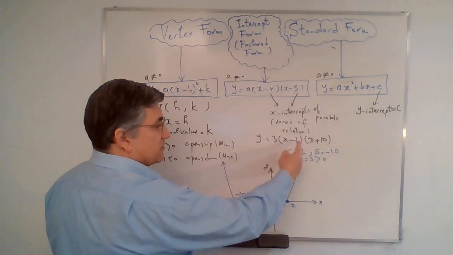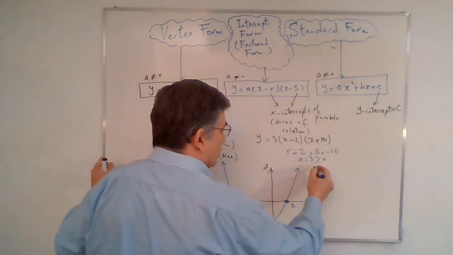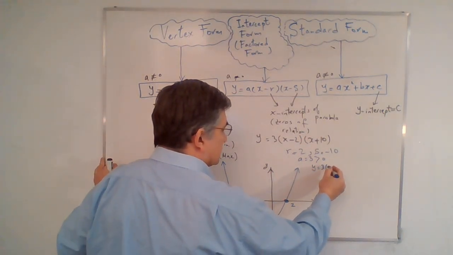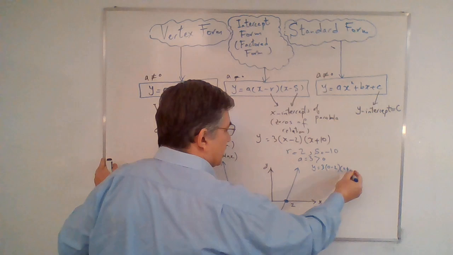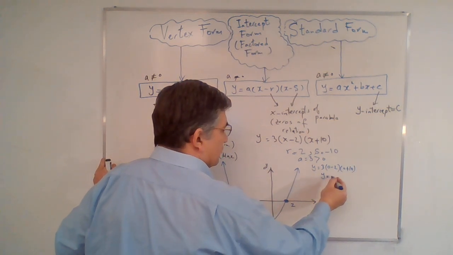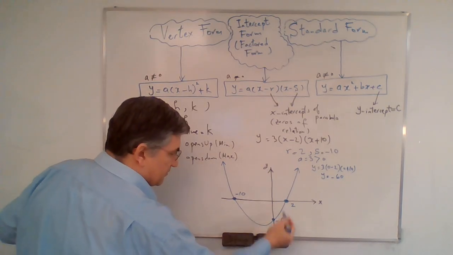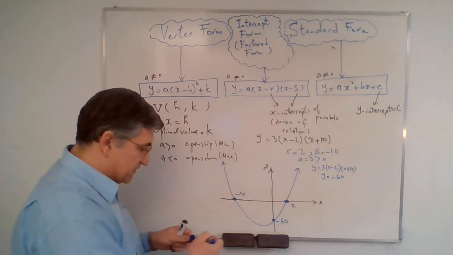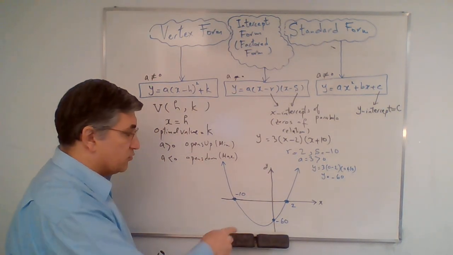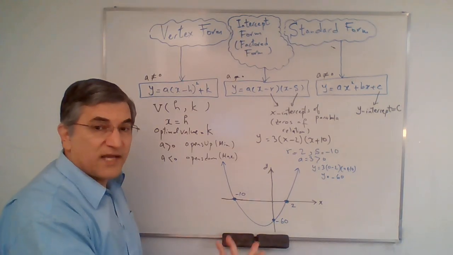So if I set x to 0 here, and x to 0 there, I end up with y equals 3 times 0 minus 2 times 0 plus 10, and that would be negative 60. So that means this y-intercept of the parabola is at negative 60. That's the point where the parabola intersects the y-axis.